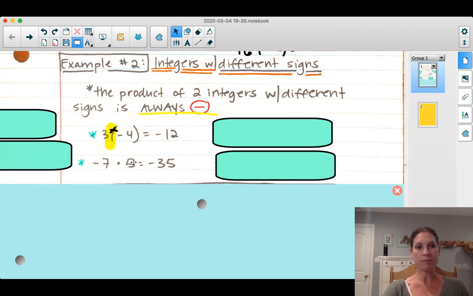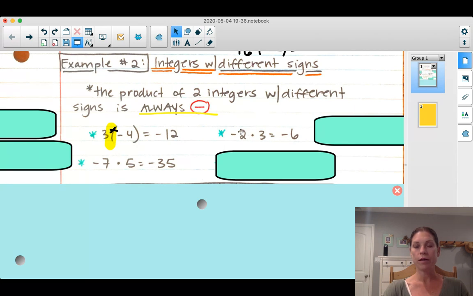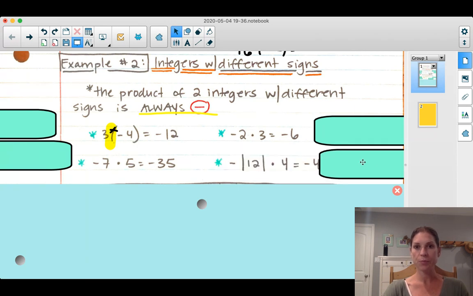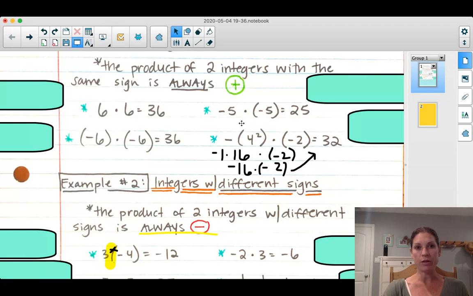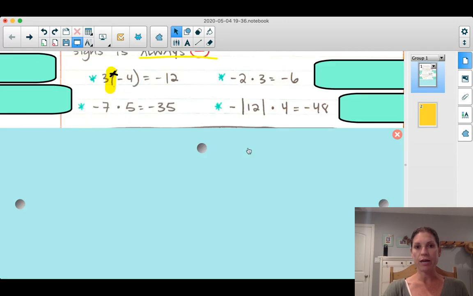Negative 7 times a positive 5 is a negative 35. Negative 2 times positive 3 is a negative 6. And here what we have is a negative. This is kind of like that one that we looked at up here, okay, where the negative is on the outside. Now, these two lines here, remember, represent absolute value. And the absolute value of 12 is 12. But this negative is on the outside here.